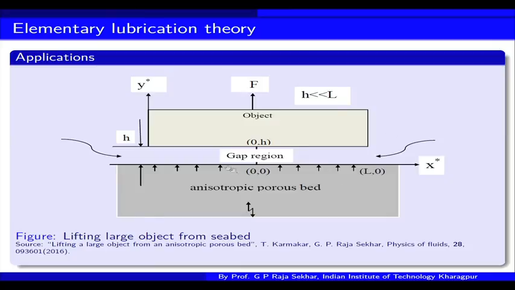Since we are talking about lubrication approximation, to make you realize that there are various real life applications, we have given this. You can see here H is the gap between the bottom of the object, of course, here we are assuming flat, and then again a flat bed, and L is the length of the object. So, H by L is small. We are in exactly the same scenario as what we have just seen.